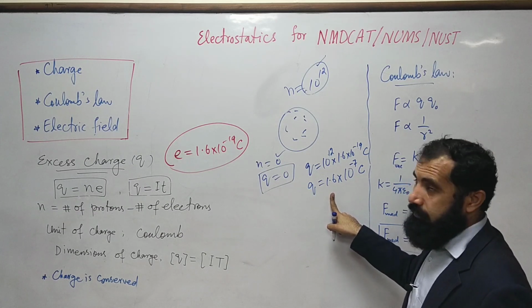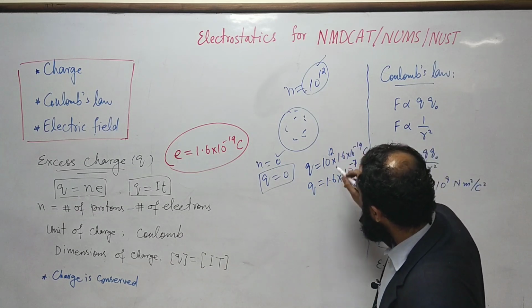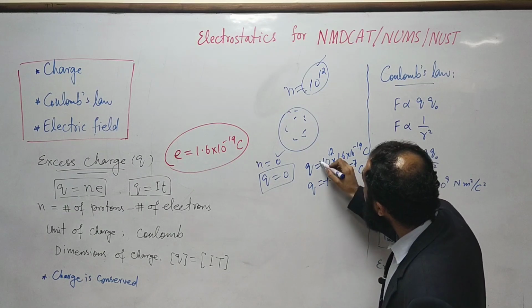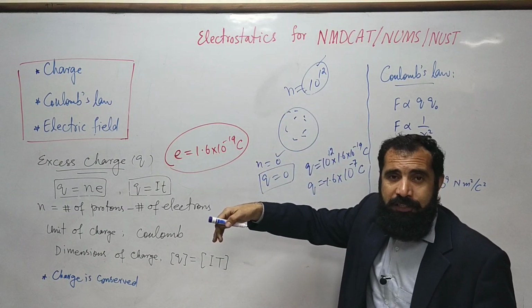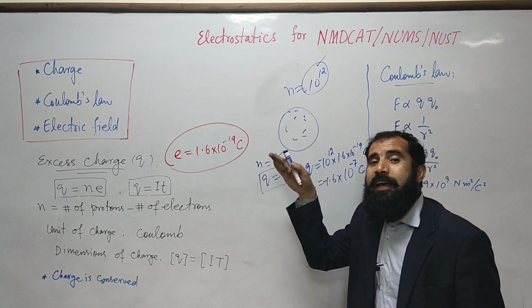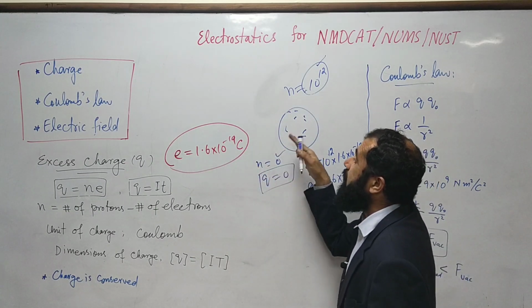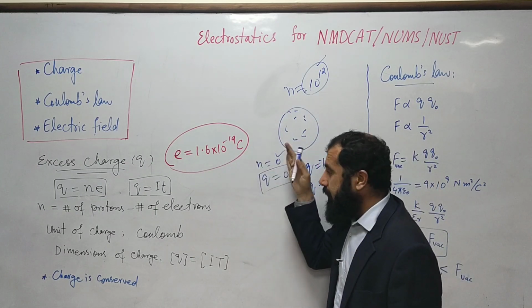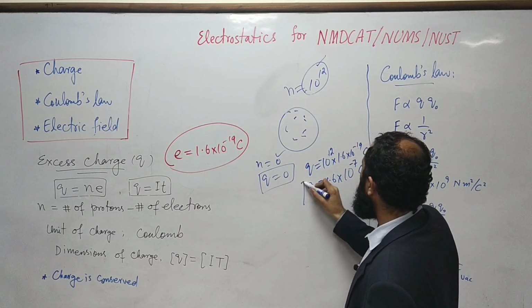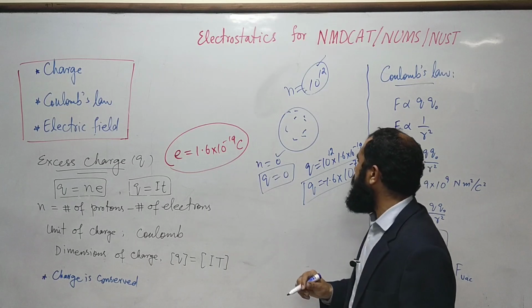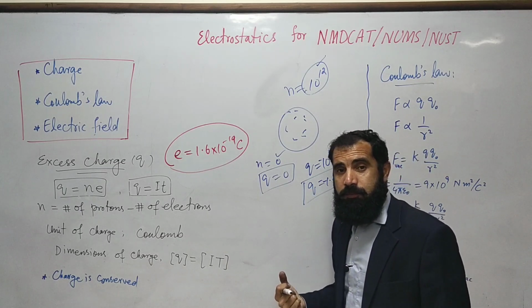But here we would have a negative sign. Why negative sign? Because I have added electrons to the material. So electrons are now in excess. And that is why I must put a negative sign here. So the charge is minus 1.6 × 10 raised to the power minus 7 coulombs.